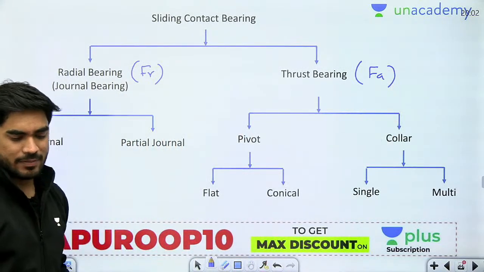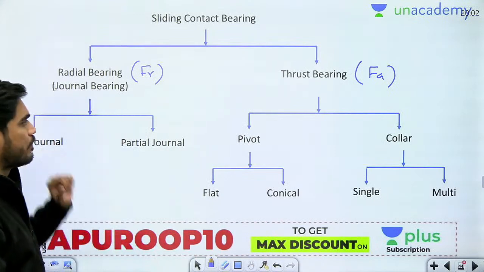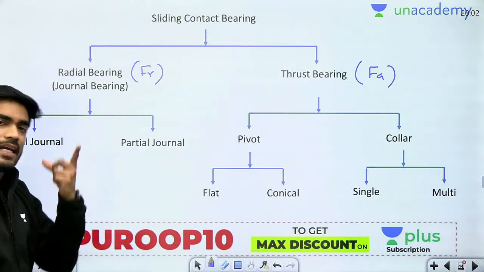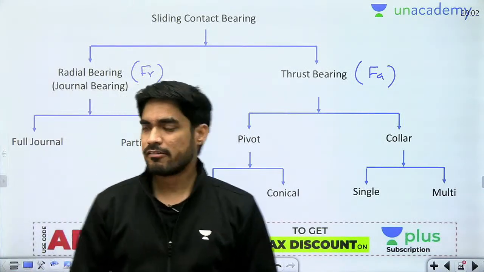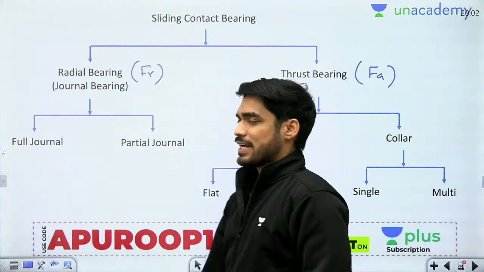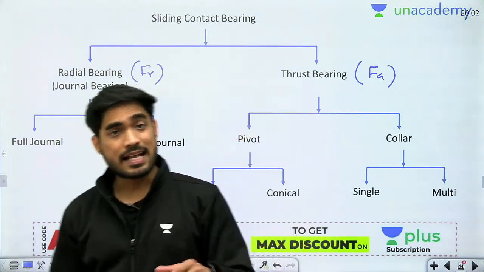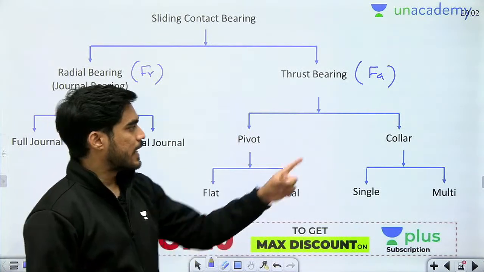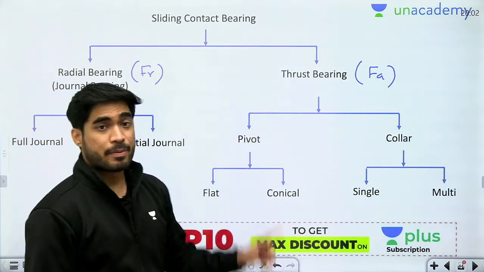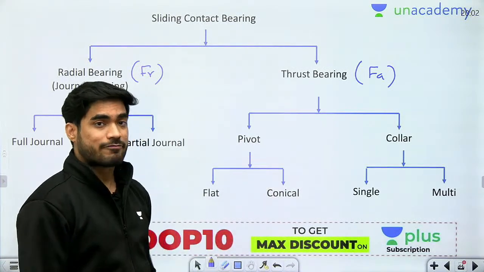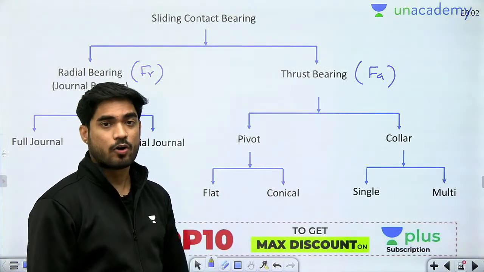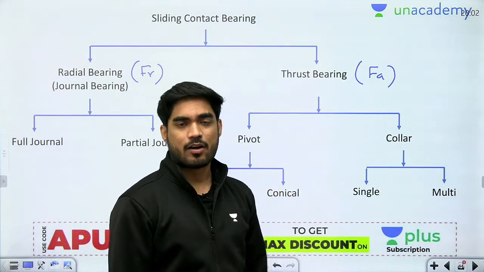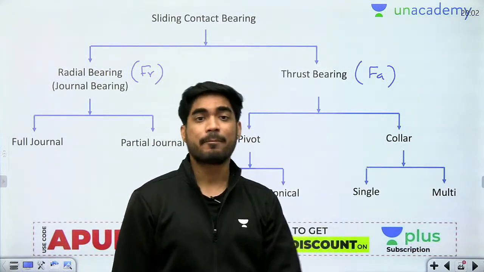Okay. An example of radial bearing is journal bearing. Journal bearing is again of two types, full journal and partial journal. And thrust bearings are also of two types, pivot and collar bearing. Pivot bearing is again of two types, flat pivot and conical pivot. Collar bearing is again of two types, single collar and multi-collar.